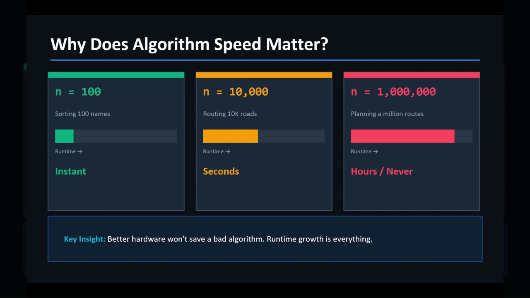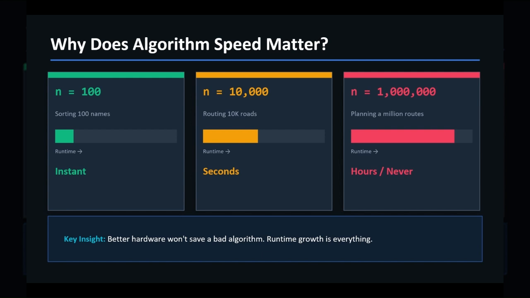Look at the three cards on the screen. It's the same algorithm but different input sizes. With 100 items, tasks like sorting, routing, searching, it finishes almost instantly. No problem whatsoever. With 10,000 items, it's still manageable, but takes a few seconds to output. But when we introduce a million items, some algorithms grind to a halt, or take days at a time, or never finish in our lifetimes, honestly.